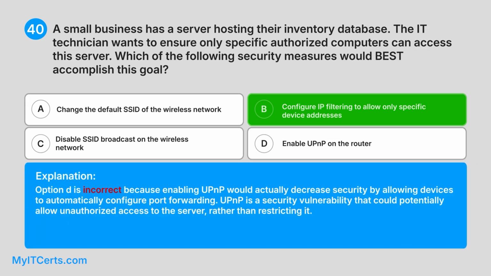Option D, enable UPnP on the router, is incorrect because enabling UPnP would actually decrease security by allowing devices to automatically configure port forwards. UPnP is a security vulnerability that could potentially allow unauthorized access to the server, rather than restricting it.